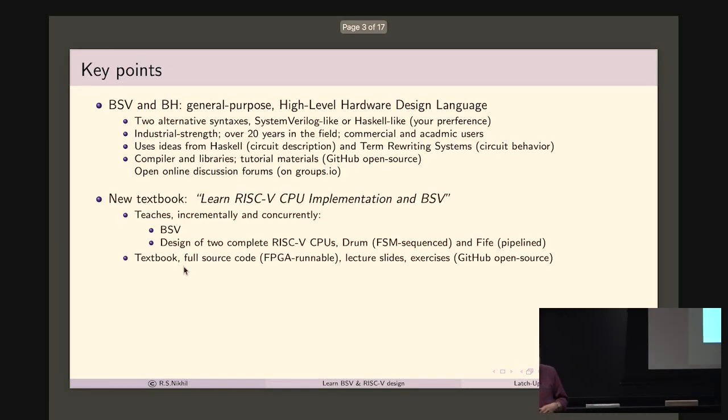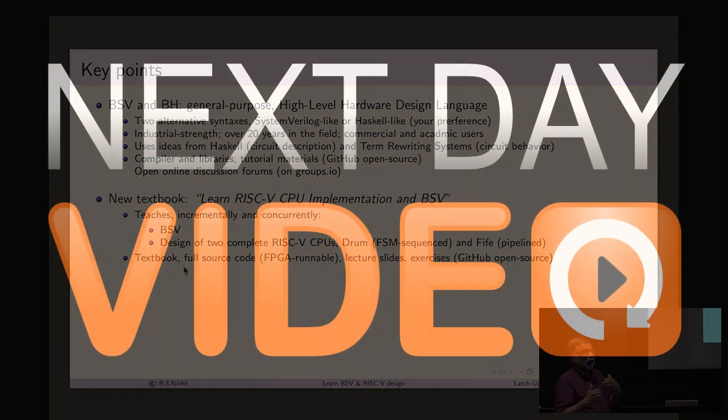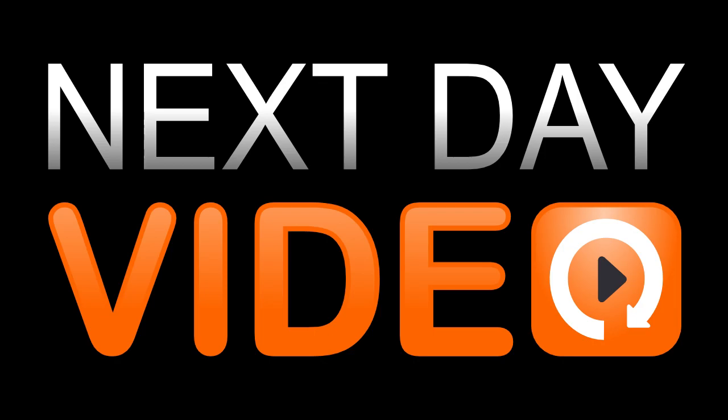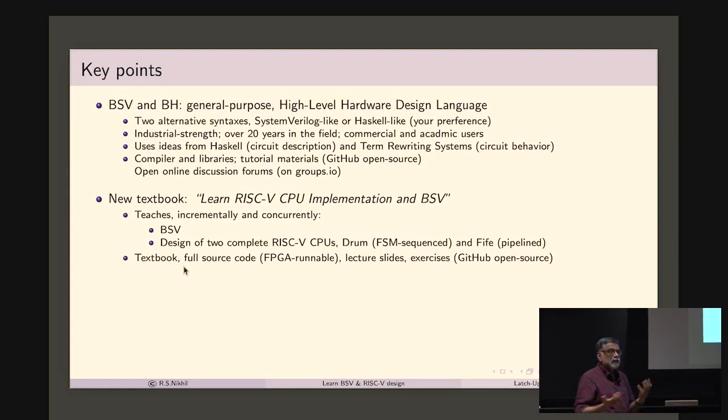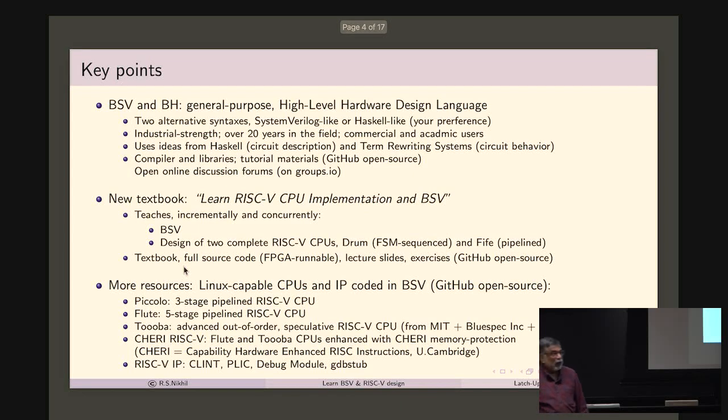And there are also some discussion groups open online. There's a new textbook. I'm going to talk about that, which tries to teach two topics: learning a hardware design language, in this case BSV, on the one hand, and learning how to define a pipelined RISC-V CPU. And these two things mesh well because the RISC-V CPU provides good examples for teaching BSV. And as part of that, there are two CPUs provided with it, called Drum and Fife, respectively, and they both are FPGA runnable out of the box. Okay, and there are more resources, but I'm not going to spend time today talking about them.